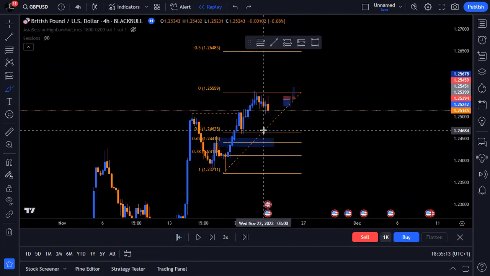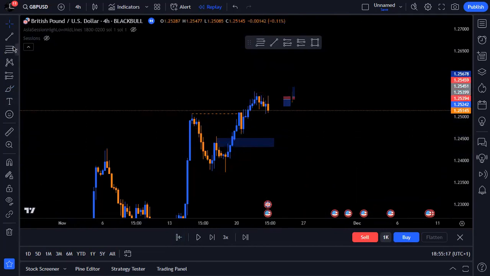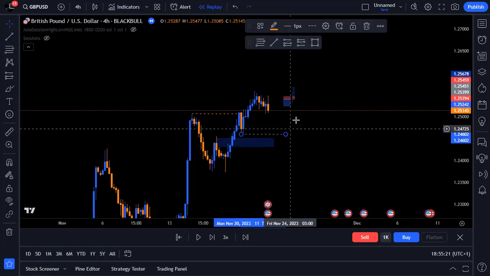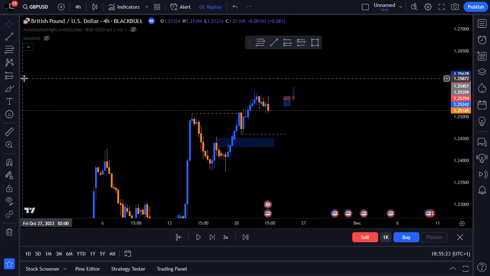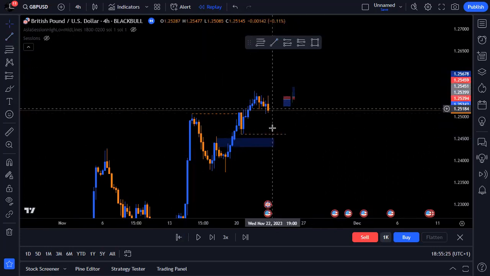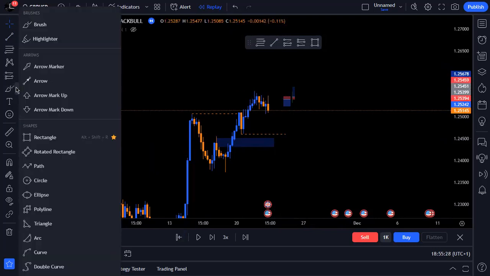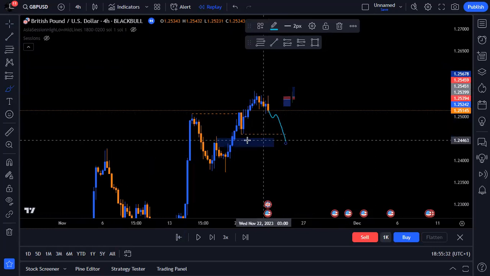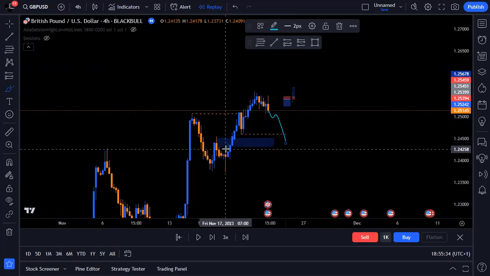Now, if you look closely, we can see an internal low. And what rests below this low? Of course, liquidity. My students will know that one already. Liquidity is resting below this low. So once price takes out this liquidity, we have a very high possibility of price going bullish.